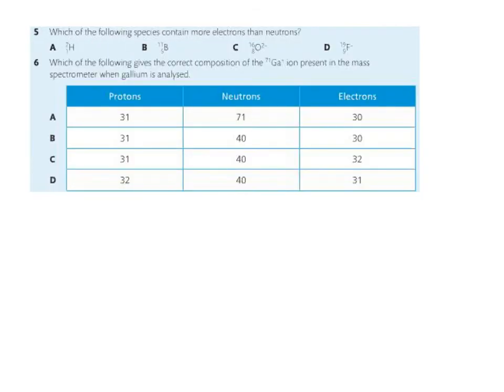Number 5, which of the following species contain more electrons than neutrons? So what I could do is, because these are mostly neutral species, I want to compare my atomic number to the difference between my atomic number and my atomic mass. So for the first one, hydrogen 2, 2 minus 1 means it has 1 neutron. This means it has 1 proton, and because it's neutral, it's also 1 electron. So this does not have more electrons than neutrons.